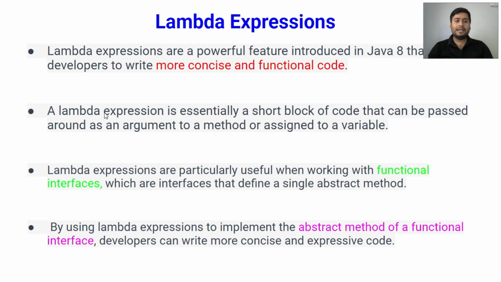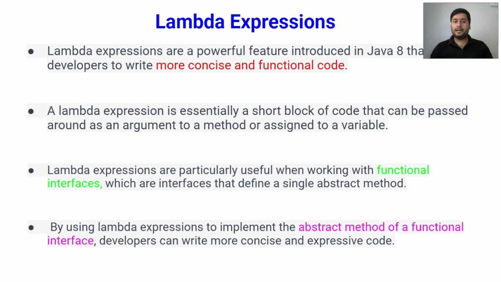What is the next point? Lambda expression is essentially a short block of code. What does short block of code mean? Previously, before Java 8 features, we were implementing the interface methods and writing lengthy code, more blocks and more lines of code. But in Java 8 features you can make your code concise. You can write a short block of code; you don't have to write lots of code. We can see each and everything, but as of now you have to understand those points.